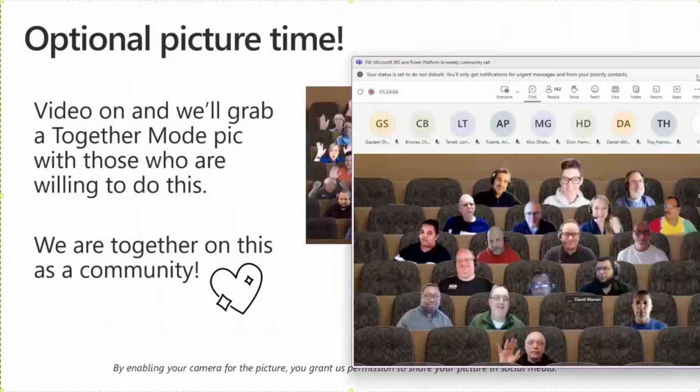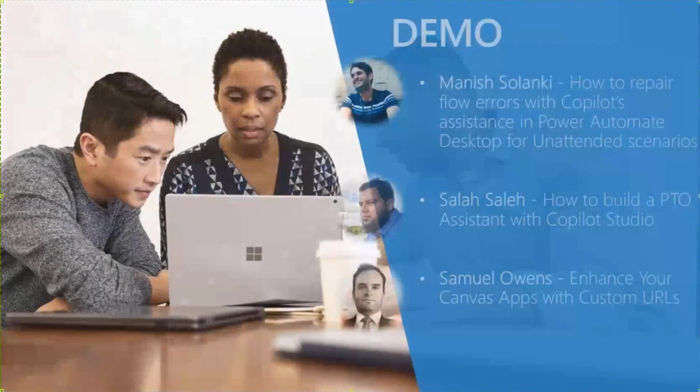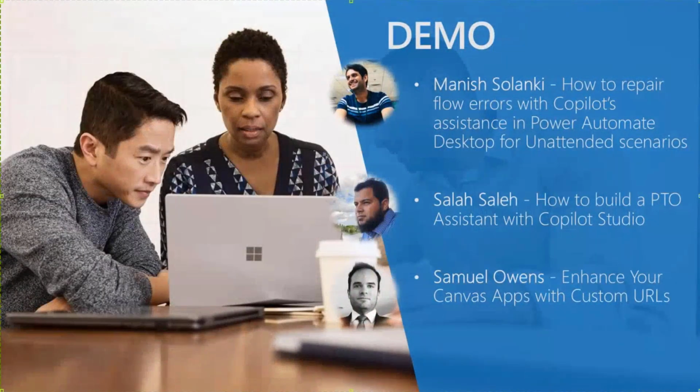All right, without any further ado, let's move into the rest of our regularly scheduled program. That is going to begin with Manish. He's going to talk about how to repair flow errors with Copilot's assistance in Power Automate Desktop for unattended scenarios. Manish, if you'd like to take over the screen, take it away. Thank you, David. I'm sharing my screen.